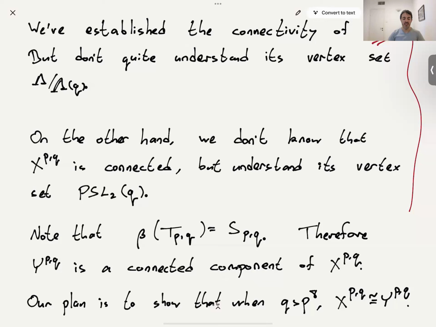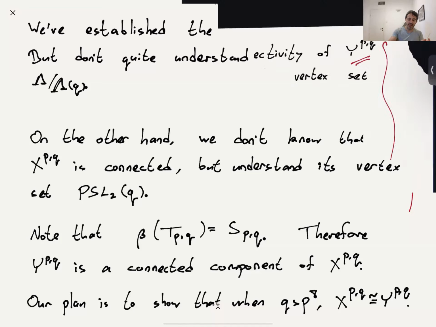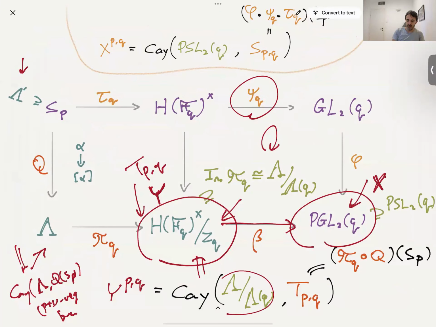So this means, if you think about it for a second, that we know at least one thing. We know that YPQ is a connected component of XPQ, right? Because we don't understand the vertex set, but we know that beta takes the vertex set of Y, which is this thing, to here. So it's a subset of the elements of the vertex set of X. And the generators, TPQs, which generate all of these elements, through beta also generate the image under beta of these vertices. So X contains Y as a subgraph which is connected.